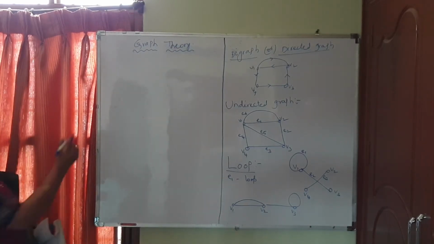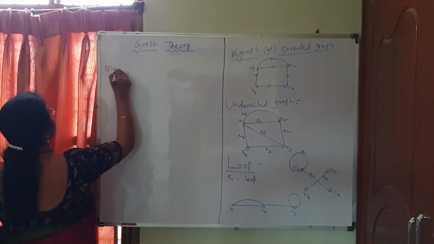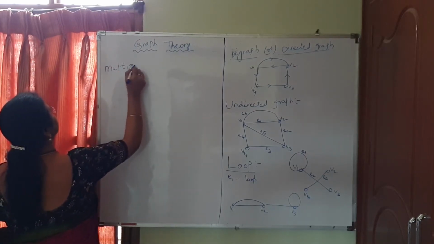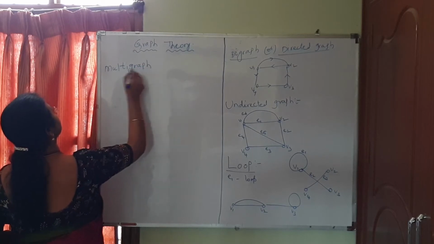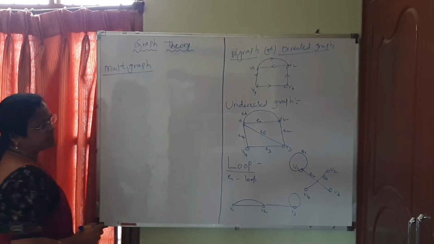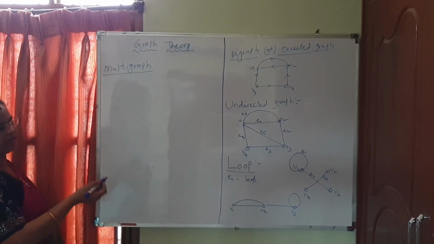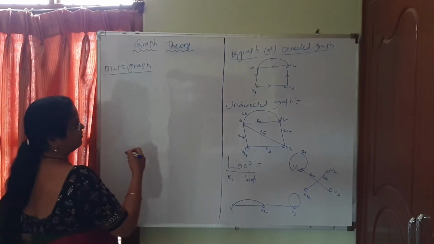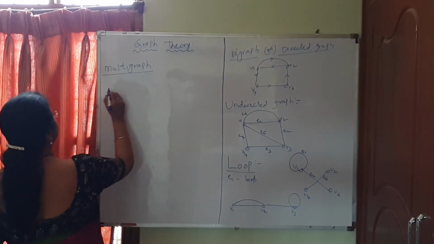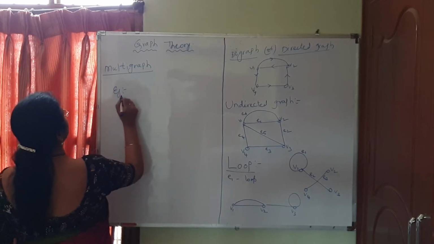Next definition is multigraph. A graph in which we have two parallel edges between two vertices, then we call such graphs as multigraphs. I will give you the example.